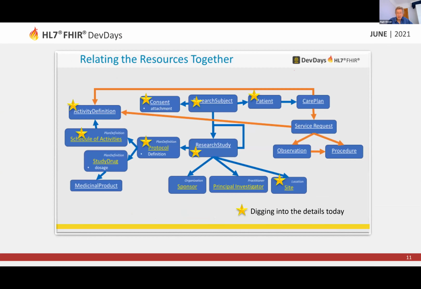So when you take all those things, they actually just use a very familiar set of resources. There's really only 2 resources on this drawing: research subject and research study, which are very particular to clinical research. Things like the activity definition, plan definition, medicinal product, and so on are common to so many different processes. But the question becomes where you actually put bits of data, and the ones that have got the yellow stars on them are the ones that I'm going to dig into a little bit today, just to illustrate how these things fit together.